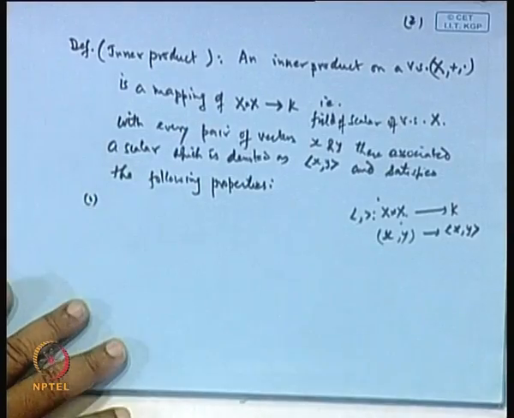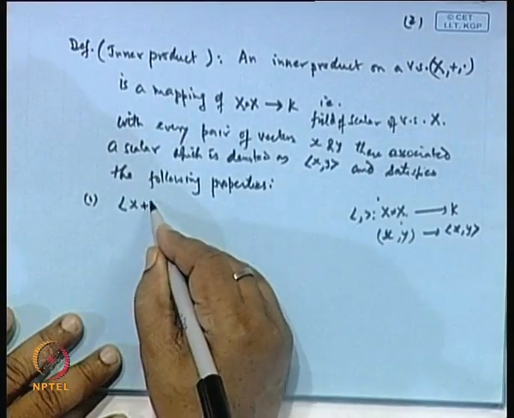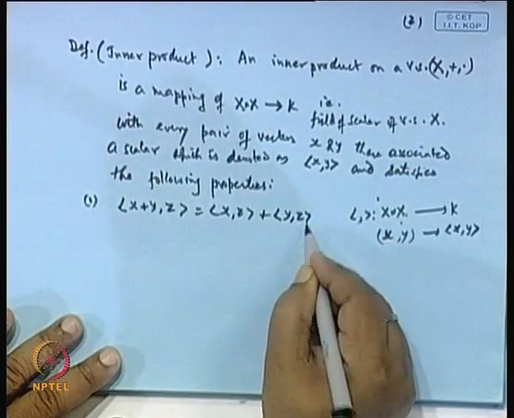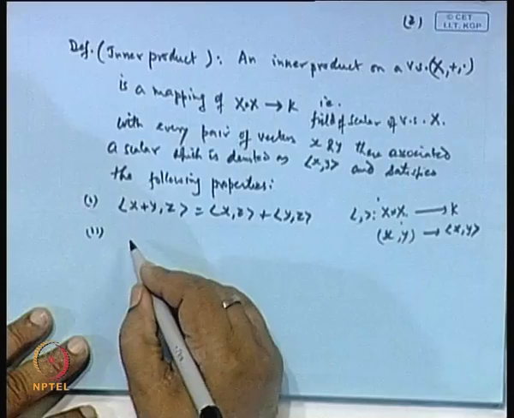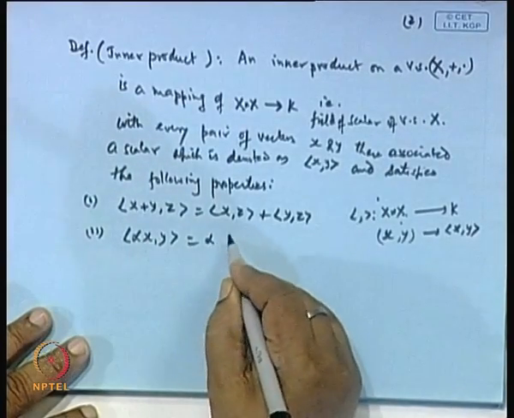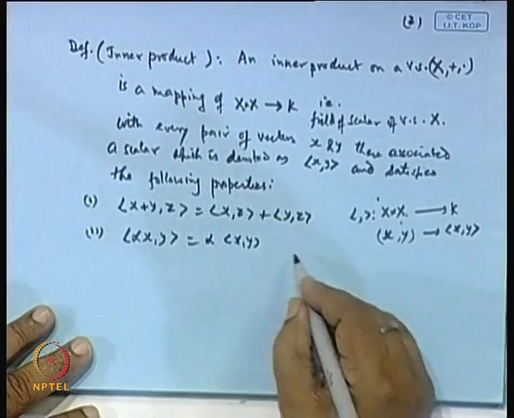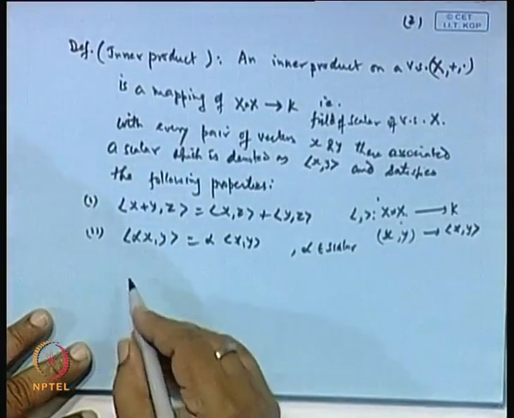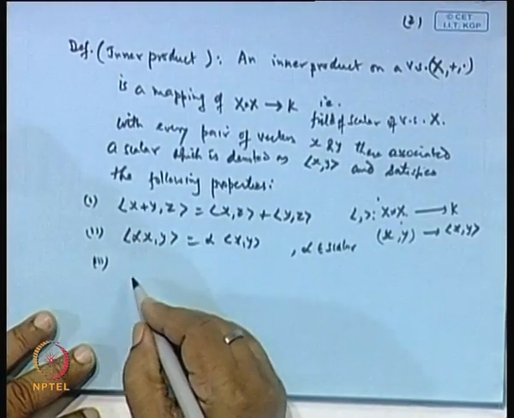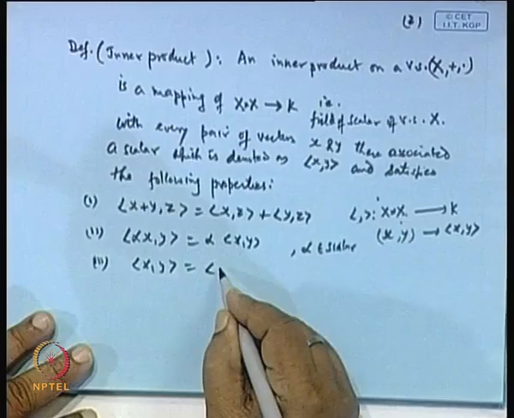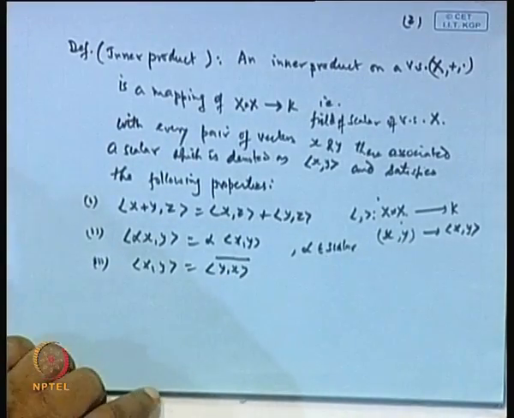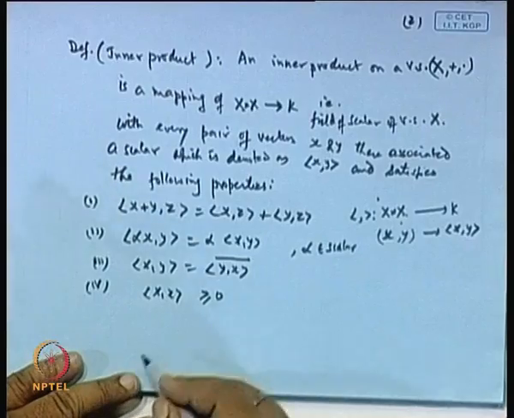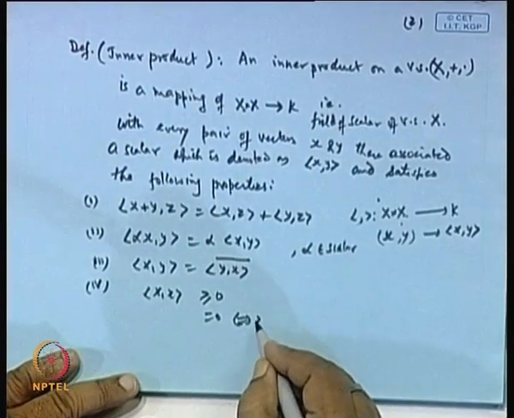Number 1, the inner product ⟨x + y, z⟩ equals the inner product of x, z plus the inner product of y, z. Second, the inner product ⟨αx, y⟩ is α times the inner product ⟨x, y⟩, where α is a scalar quantity belonging to the K set. And third, the inner product of x, y is the same as the inner product of y, x, conjugate of this. Fourth property, the inner product of x, x is greater than or equal to 0, and it is 0 if and only if x equals 0.